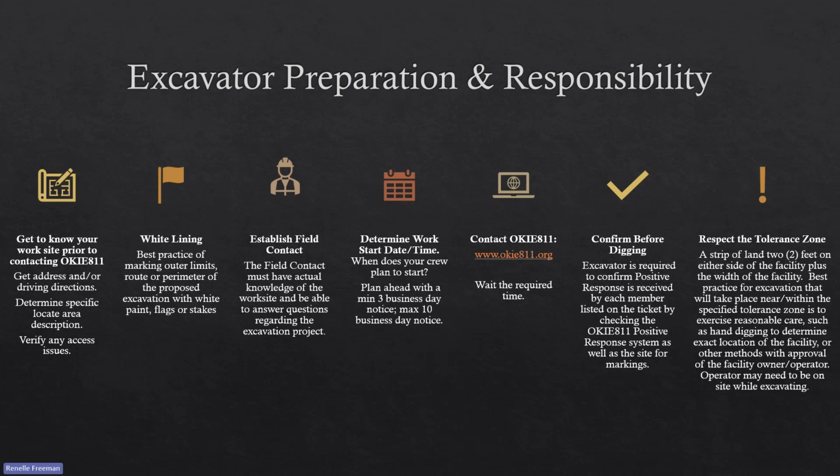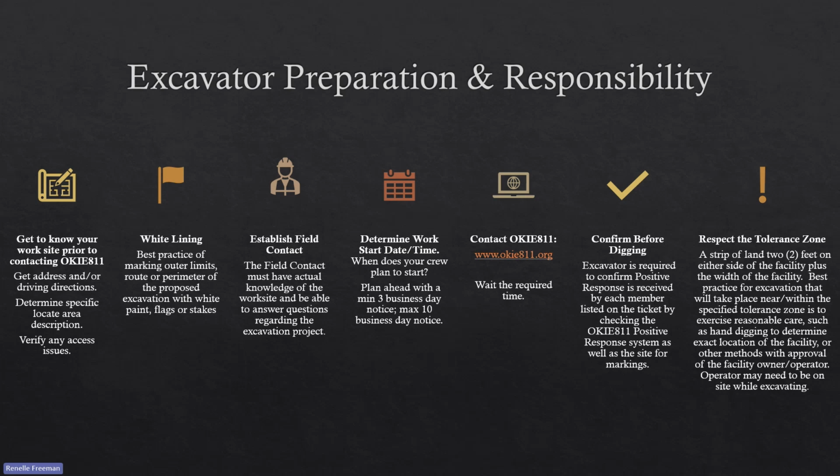Next step, while you're out on site, white line it. So that's the best practice of marking the outer limits, the route or the perimeter of the proposed excavation with white paint, flags, or stakes. That's going to make the process faster for the locator when he gets out there on site.